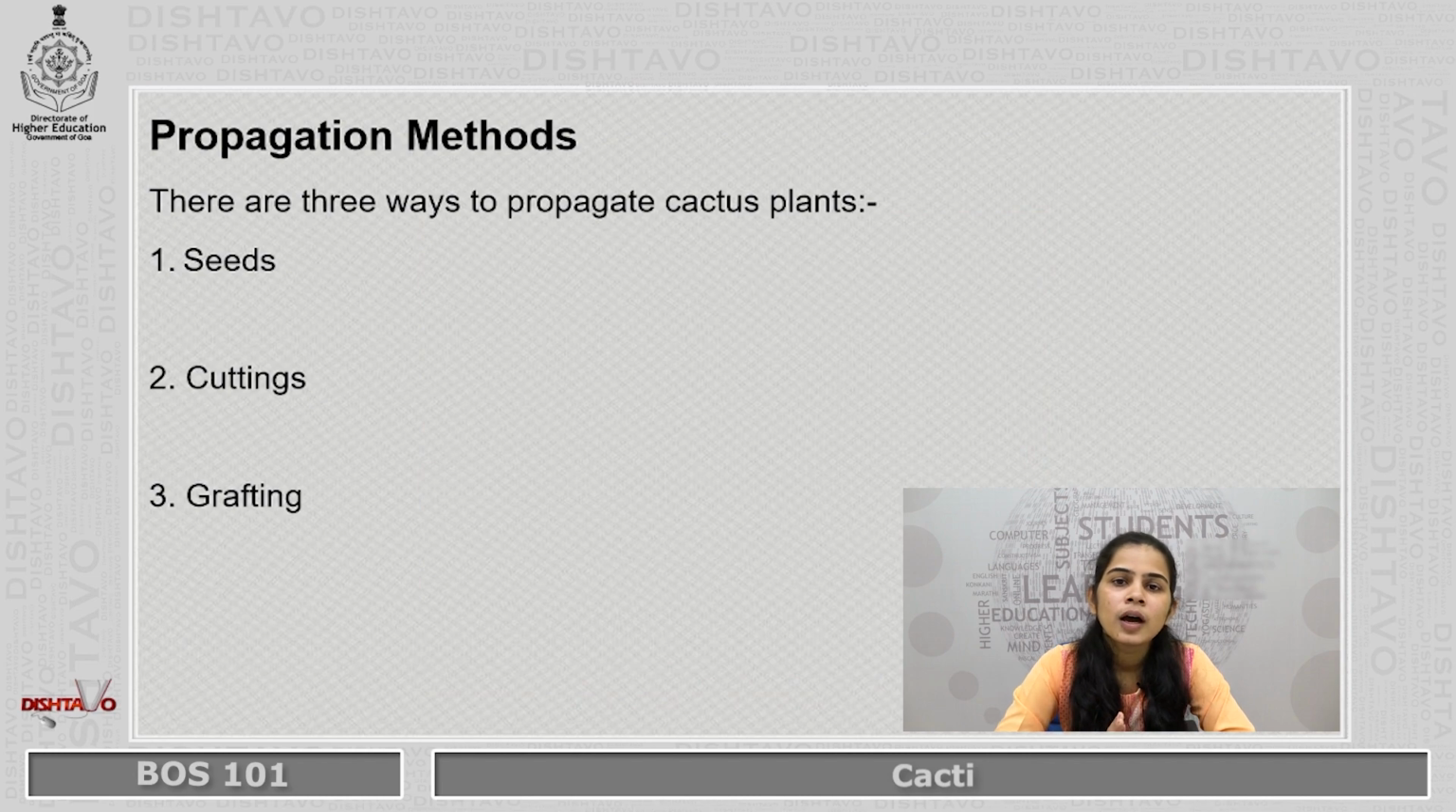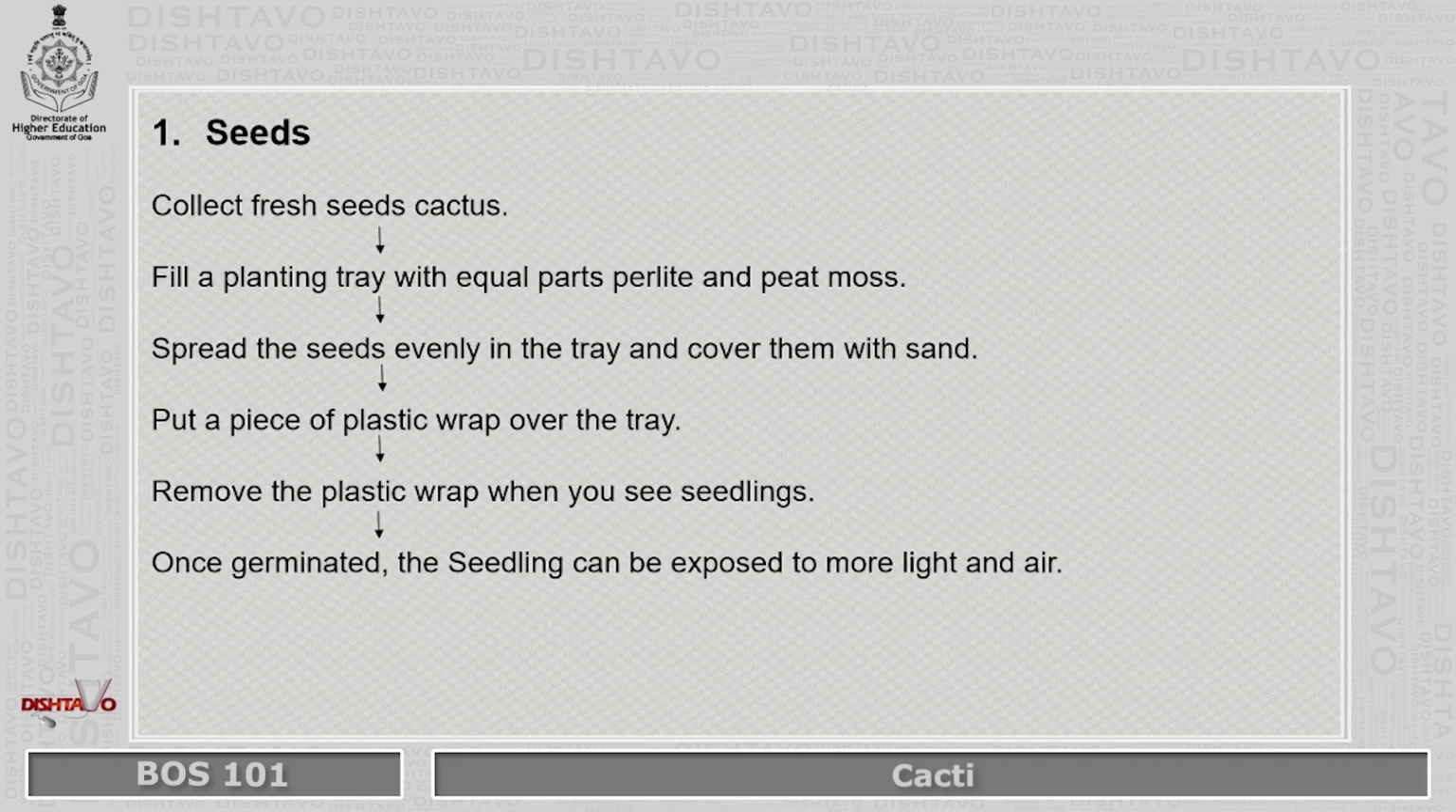Propagation methods. There are usually 3 ways to propagate a cactus plant. You can propagate it using seeds or via cuttings, or cactus can also be propagated by grafting methods. Now we are going to see each of these methods in detail. Propagation of cactus using seeds. In this you first collect the fresh seeds of cactus, fill the planting tray with equal amounts of fertile soil and peat moss, spread the seeds evenly on the surface of the planting tray and cover them with sand.